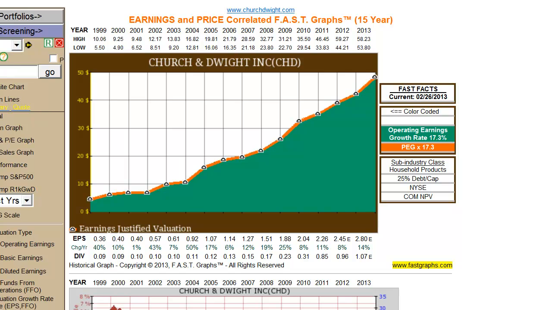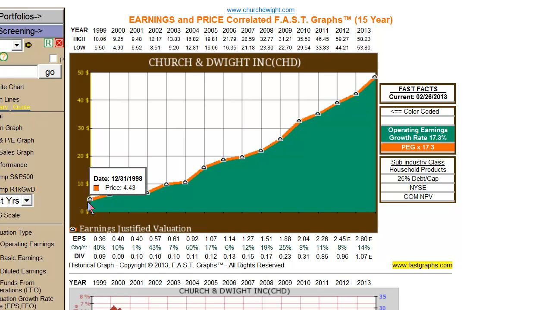This video is designed to provide a basic introduction to the historical FastGraph in order to illustrate how it functions and what it reveals. What differentiates FastGraphs from other research and graphing tools is our focus on the business behind the stock first and then price secondarily.